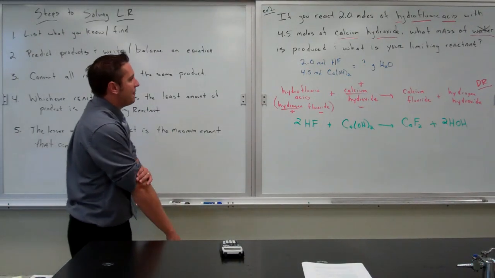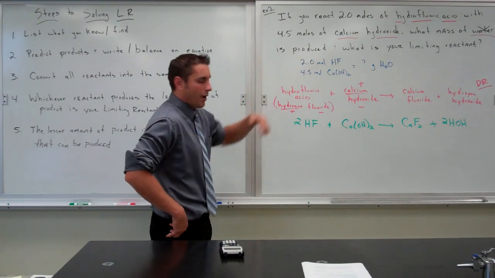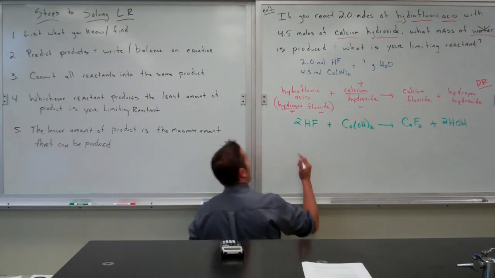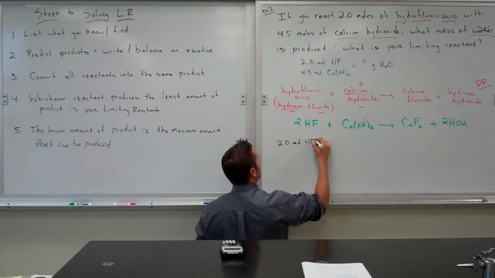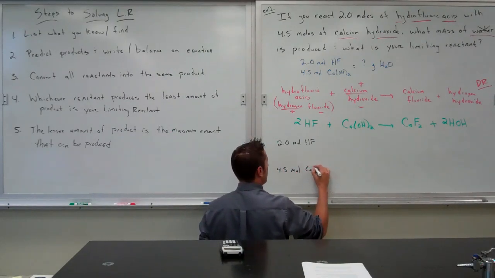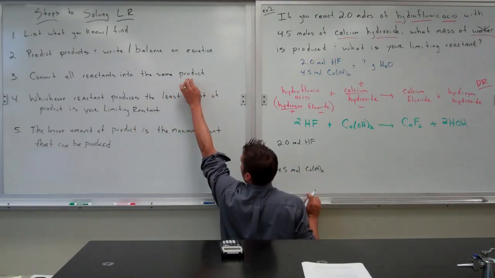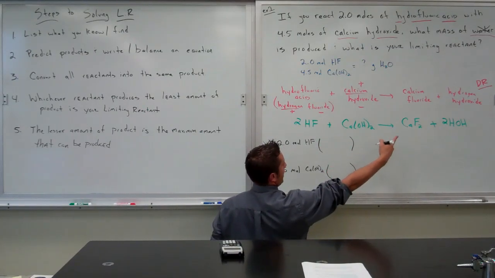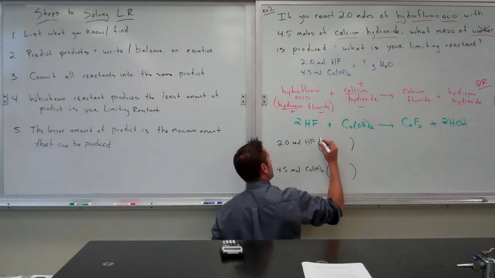So now the last thing that we have to do, right, is instead of just doing one line where I would say 2 moles of HF going to grams of H2O, we have to do 2 separate lines. So I'm going to start one line of bracket problems with 2.0 mole of HF, and I'll start the other one with 4.5 mole of CaOH2. And the idea here is I convert all reactants into the same product. Now, I could change them into CaF2 or H2O, but look what the question asks. Right? They want the mass of water, so turn them into water.